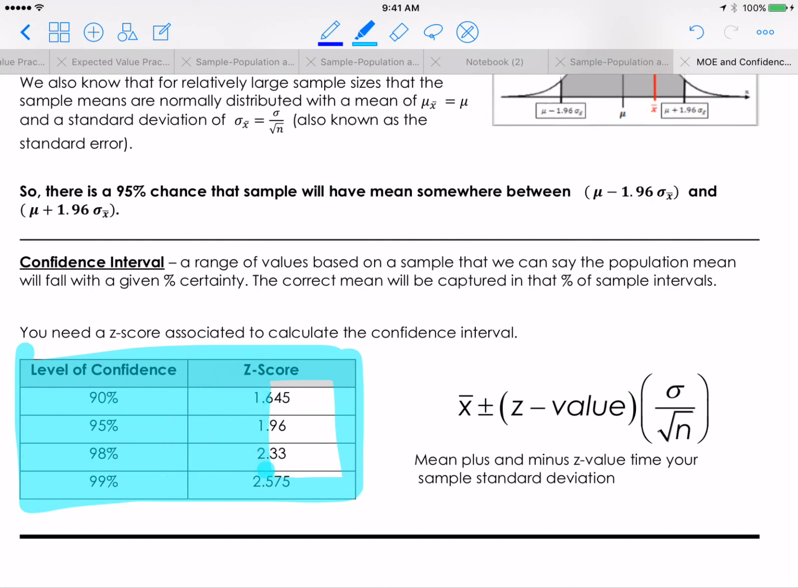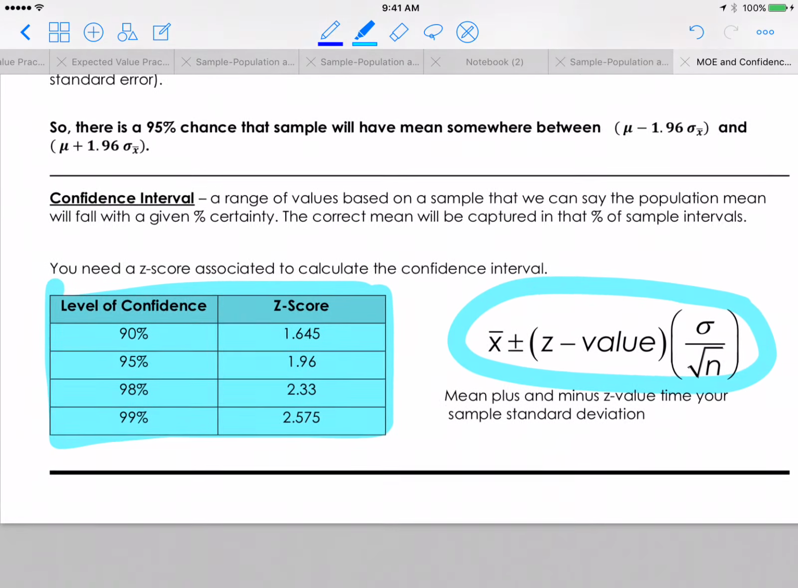But your confidence intervals are going to be somewhere here, and you'll be given these z-scores. So a z-score has to be associated with your confidence intervals. So again, your formula that you need to start getting used to is this one right here: your sample mean plus or minus your z-value, which will be given depending on what your confidence interval is, times your sample standard deviation. All right, so let's get into a problem.